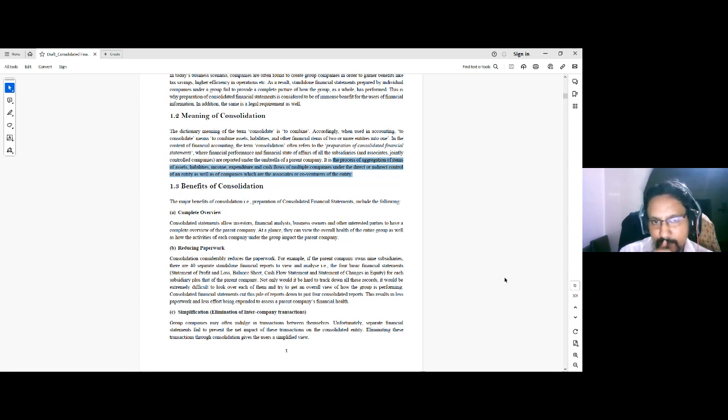Moreover, suppose a company, say X Limited, is having 9 subsidiaries, 9 companies which the parent company is controlling. Then basically for each and every company we have one balance sheet, one PL statement, one cash flow statement, and one statement showing changes in equity. That is 4 statements for each company.